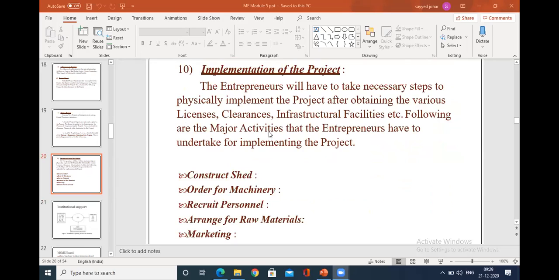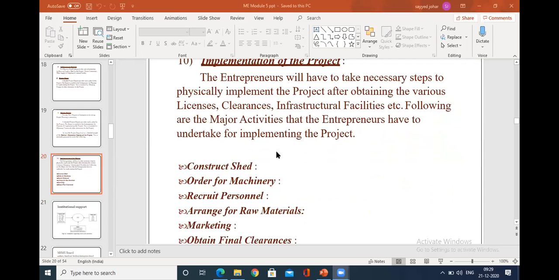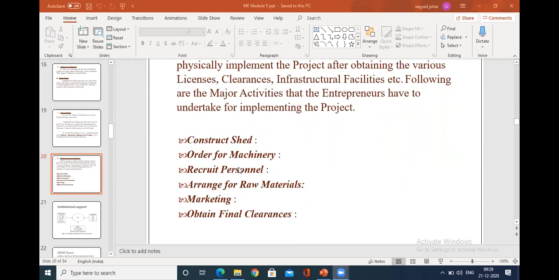After obtaining the various licenses, clearances, and infrastructure facilities, the major activities that the entrepreneur has to undertake are construction of the shed, ordering the machineries, and recruiting the people, that is hiring, taking interviews as per the requirement, and resume scrutinization. Once you finish resume scrutinization, interviews have to be conducted, like how you in college would be placed for various software industries. Based on the percentage, the initial screening would be done. Once your cutoff is given, you would go through the various rounds.